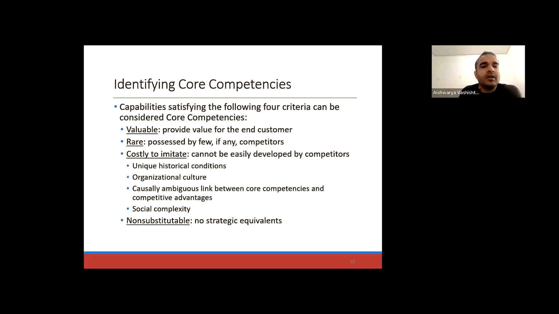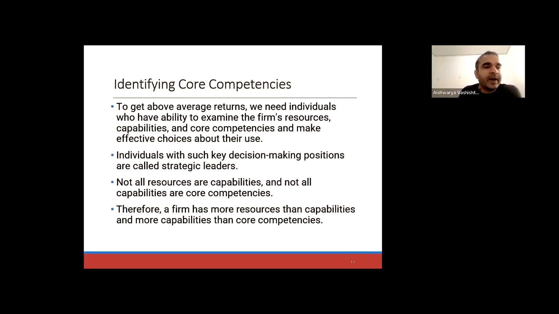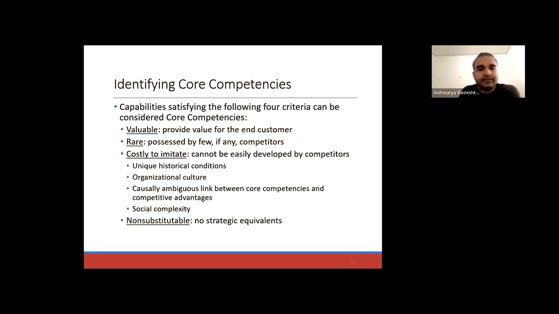Capability could be how to combine the vegetables and bread in an effective manner to create good food. And then good food plus good service will give me competitive advantage if I can do it better than my rivals, right? So that is how we convert our resources to capabilities and capabilities to core competencies.